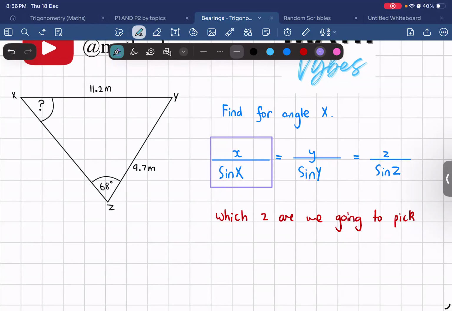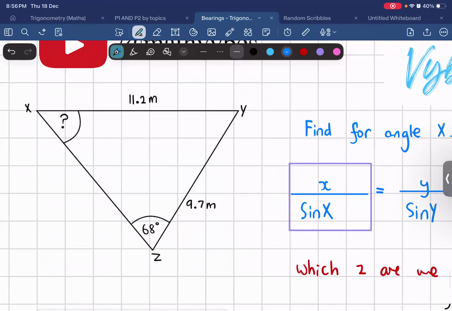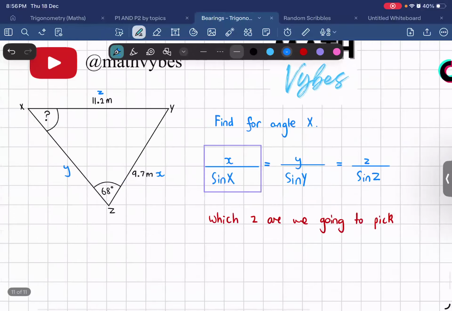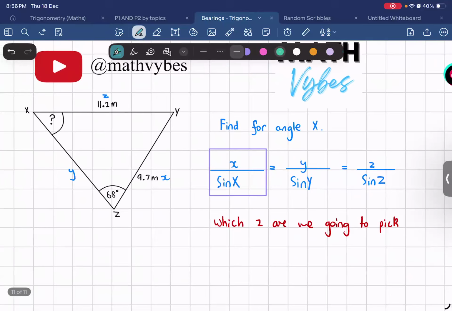Hey, I'm so proud of you. Not really tears in my eyes, but I'm actually proud of you. You've come a long way. Because if you guys notice, this is angle Z, so this would be side z. This is angle X, so this would be side x. This is angle Y, so this would be side y. So Perseus, we're going to select Z.